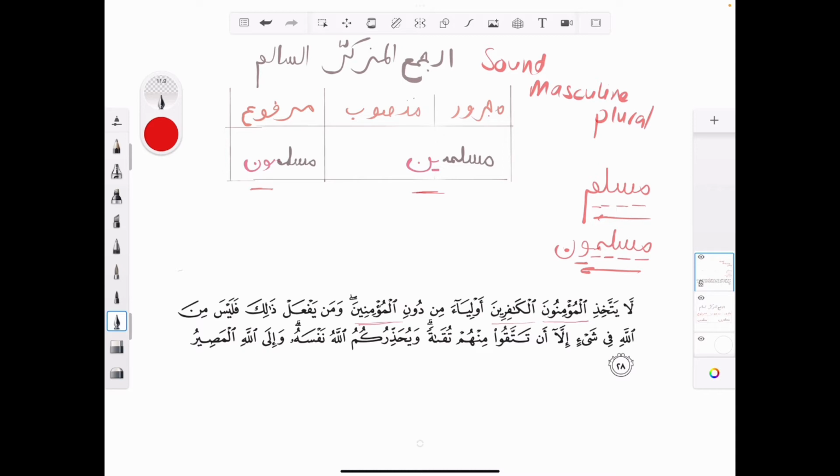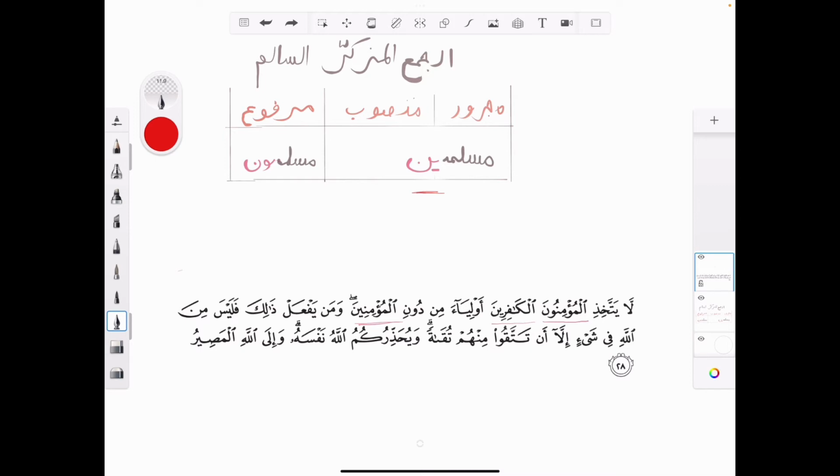So all you have to remember is that in majroor and mansub, it'll be muslimina, and in marfu, it'll be muslimuna. Very important to bear in mind. So I'm going to go through an example with you right now from the Quran, so you can actually go through this with me.